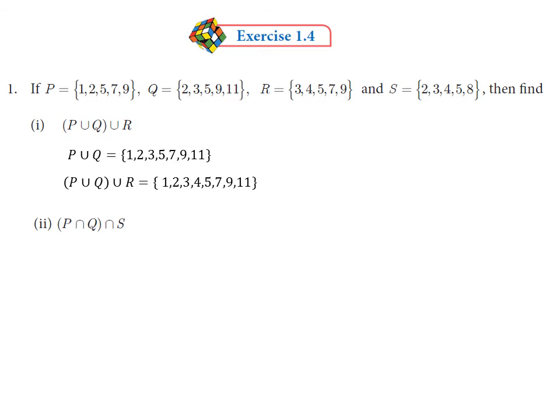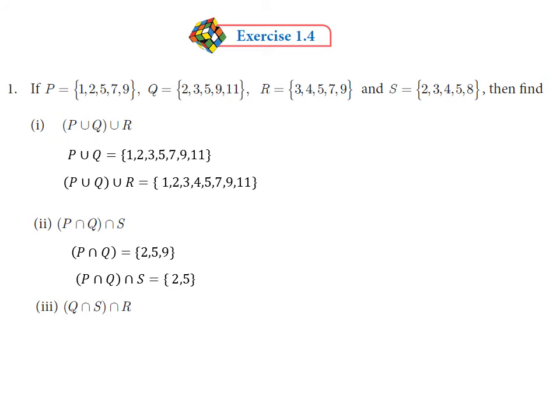Next, P intersection Q intersection S. First we have to find P intersection Q, the common elements in P and Q. So 2, 5, 9 are the common elements of P and Q. Next, intersection with S. Look at the set S. 2 and 5 only are the common elements of P intersection Q intersection S.